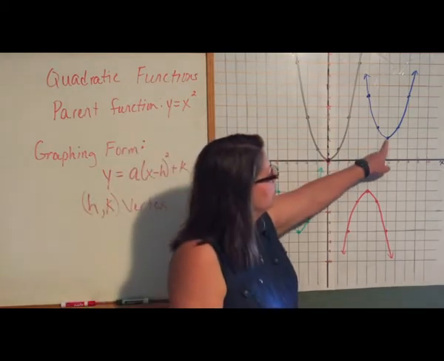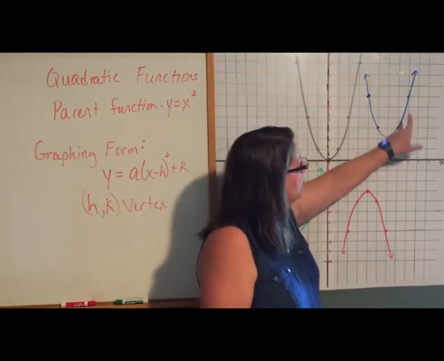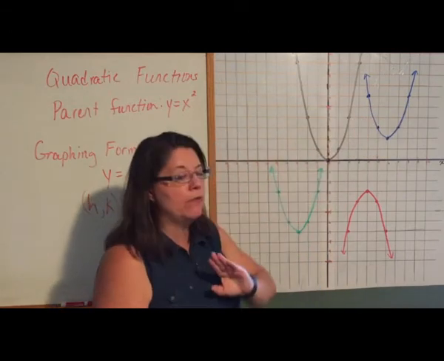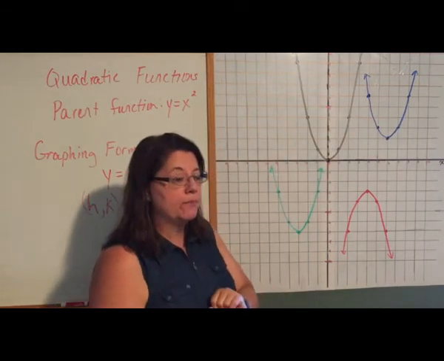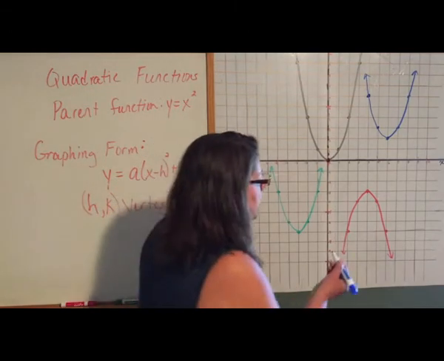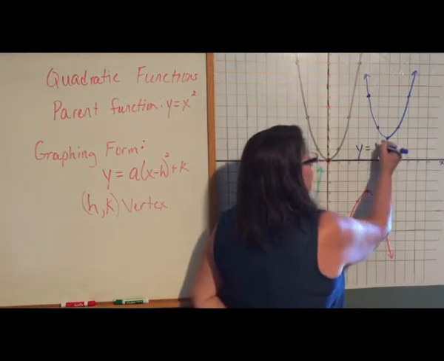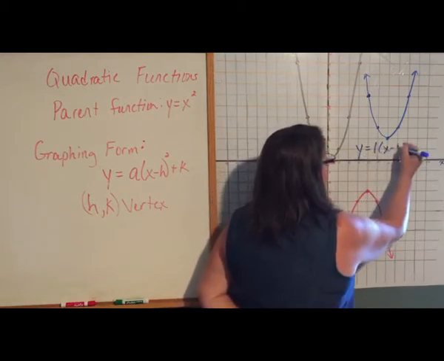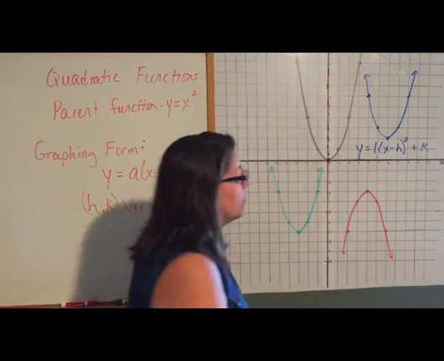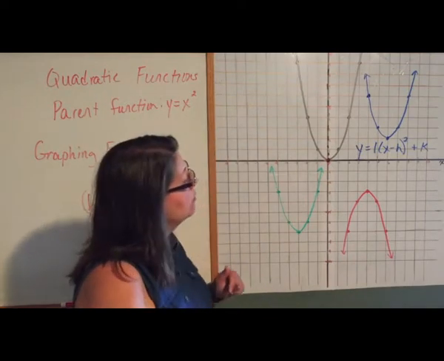So let's look at this one. From the vertex, I go right 1 up 1, right 2 up 4, and then we've got symmetry for the other. So I know for that blue function, my a value is 1, okay? Well, if my a value is 1, then I know that my formula for the parent function is y equals 1 times x minus h squared plus k.